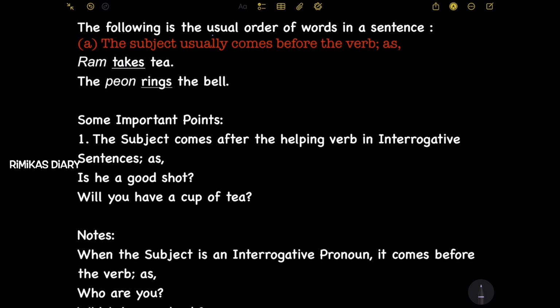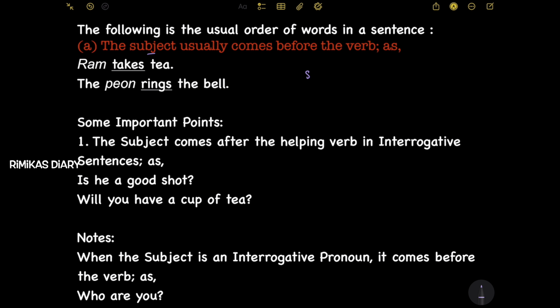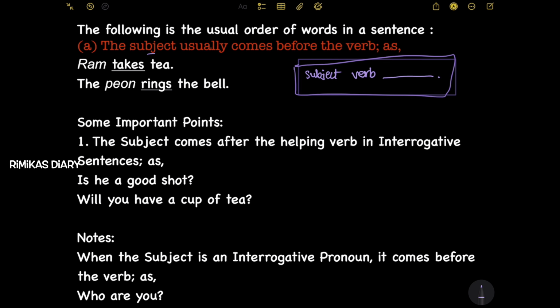The following is the usual order of words in a sentence. The first one: the subject usually comes before the verb. So let's say this is the subject, there's a verb, and these are the other words. So this is a sentence. In a sentence, the subject comes before the verb. So this is the verb and the subject comes before it. So that's the first rule.